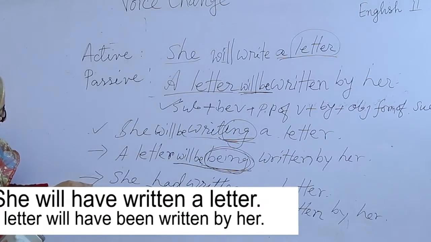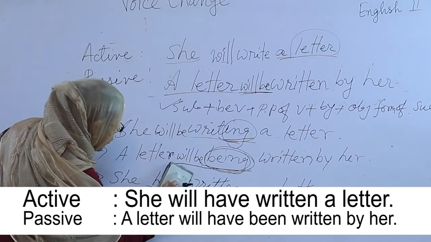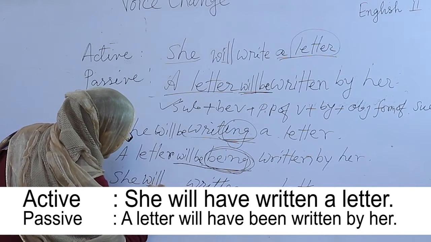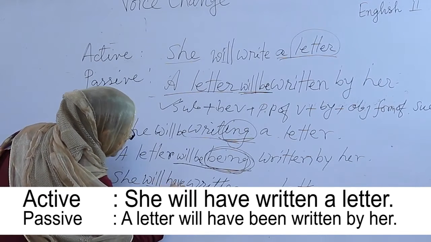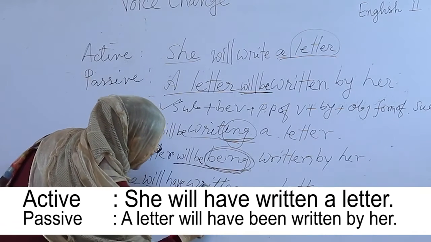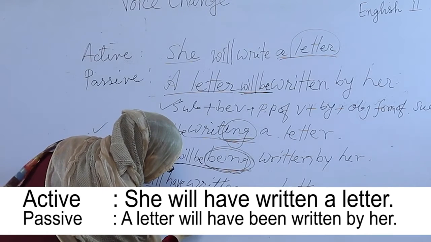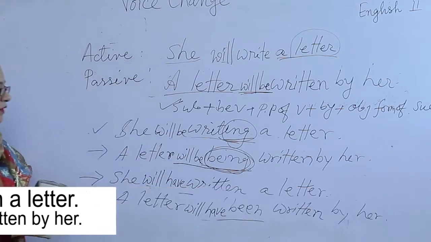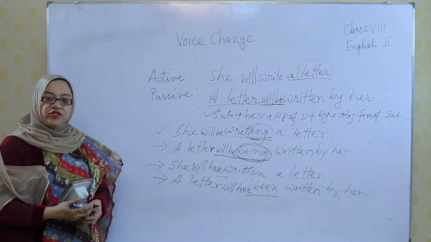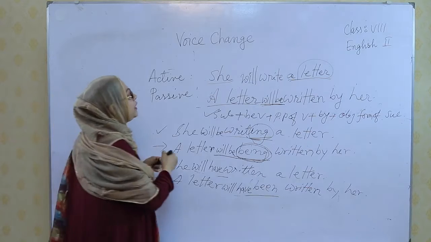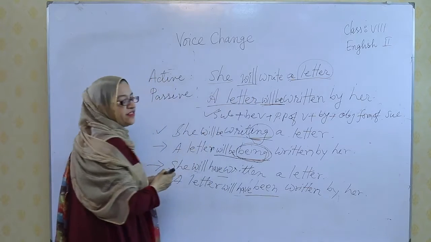And the future perfect form, she will have written a letter. I turned into passive, a letter will have been written by her. So, is it clear to you? I only change the verb.